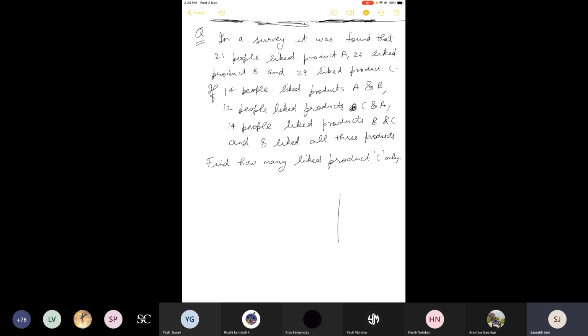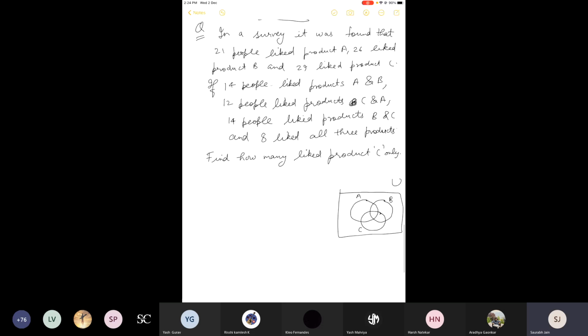So we will have a rectangle which will be the universal set. Now we are supposed to make three sets. Let us name them A, B, and C only, and each circle has an intersection with the other two. Not now, later on. First you understand this question. It is not possible every time to scroll up.